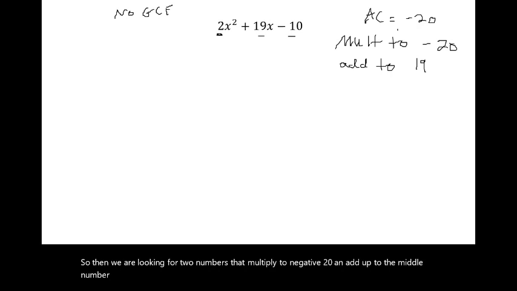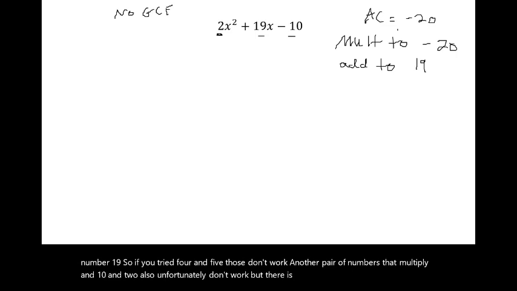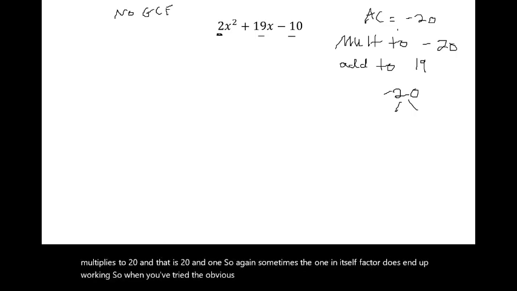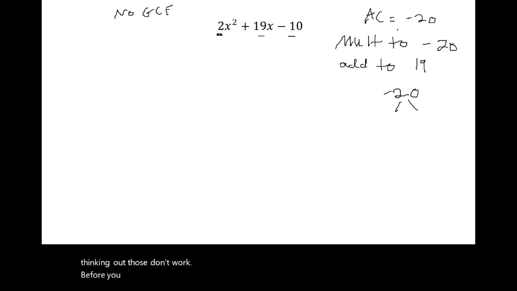So if you tried 4 and 5, those don't work. Another pair of numbers, 10 and 2, also unfortunately don't work. But there is another pair of numbers that multiplies to 20, and that is 20 and 1. So again, sometimes the 1 and itself factor does end up working. So when you've tried the obvious ones like 4 and 5 and 10 and 2 and you're thinking those don't work, before you give up, try 1 and itself.